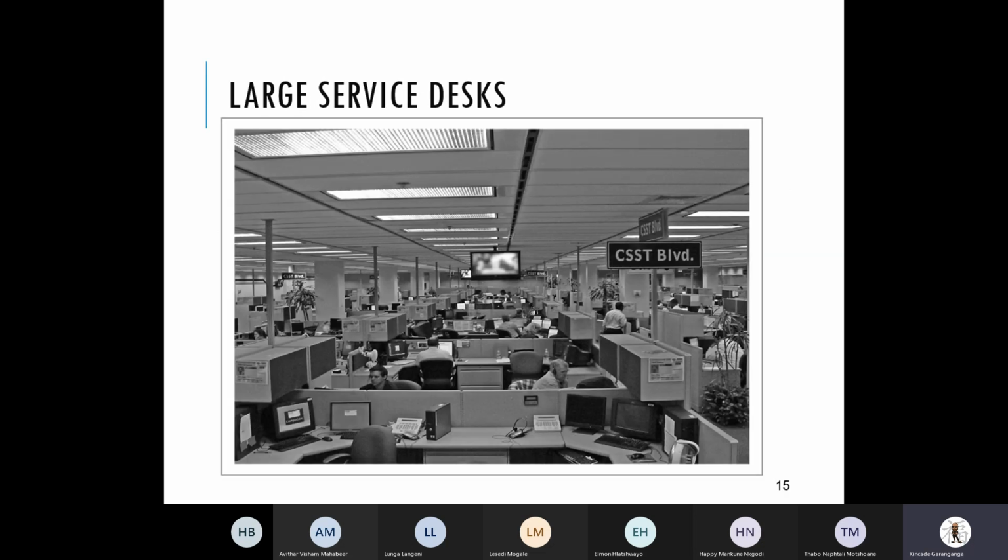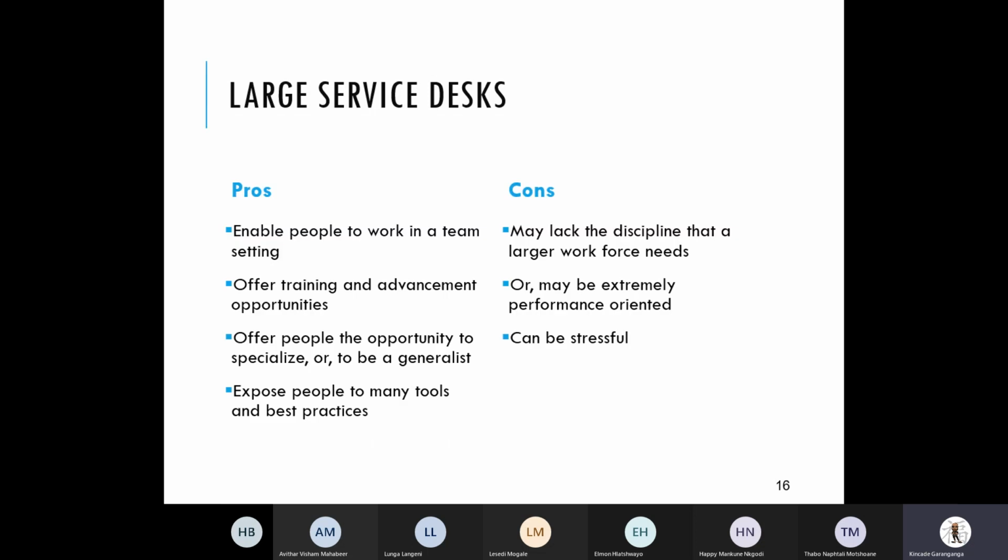And then a typical example of what a large service desk would look like, we're talking about anything more than 25 individuals, in terms of the actual number at large. This one now, if you look at most of the disadvantages, again, that stress we were talking about earlier on comes in as far as this setup is concerned.